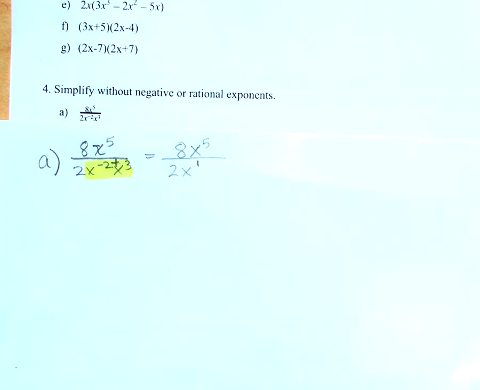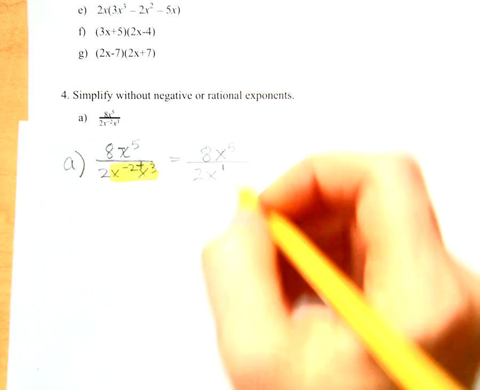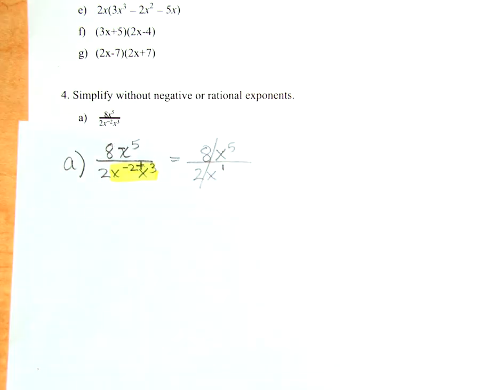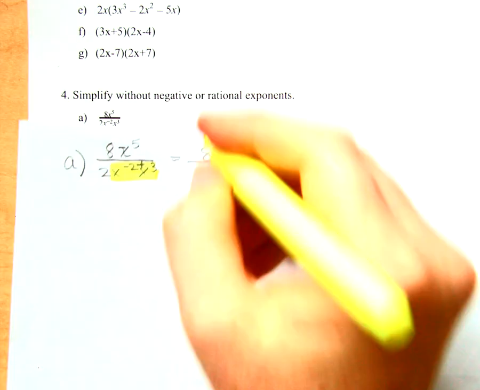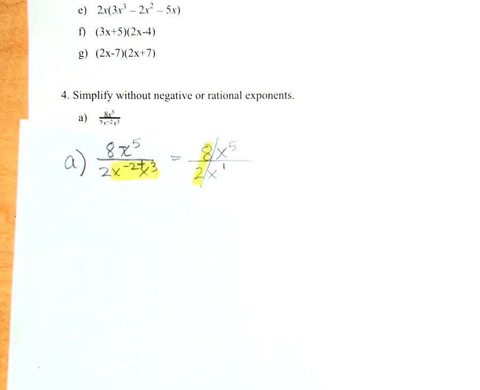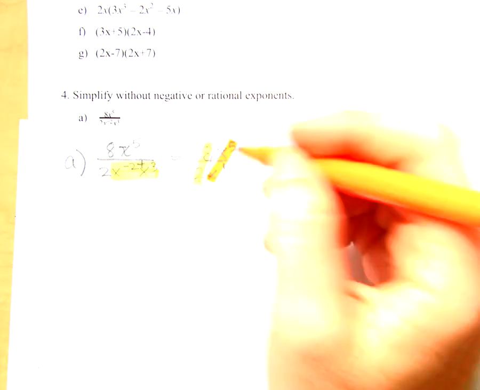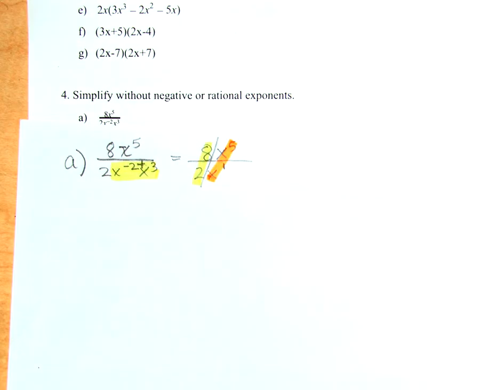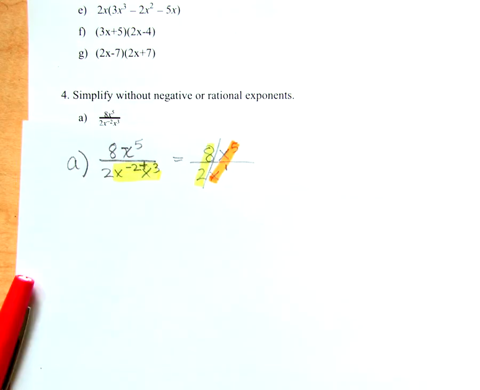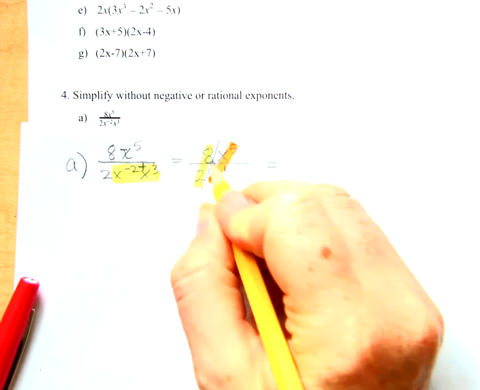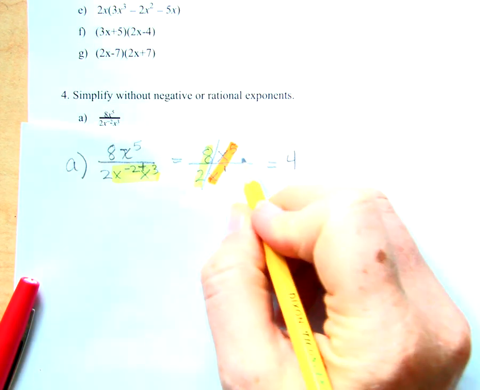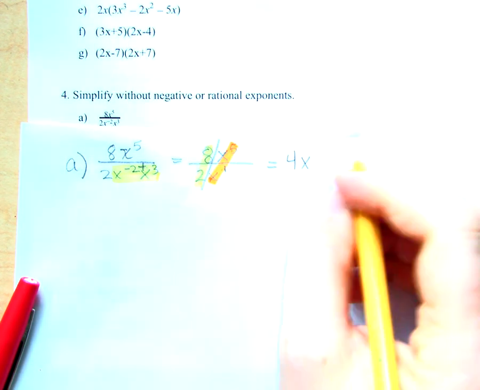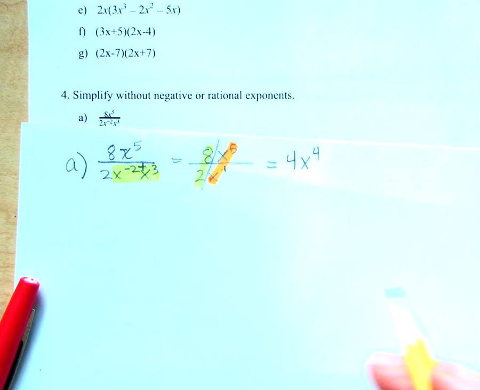Once I do that, I can separate numbers and variables. I'm going to divide my coefficients, and because these are like bases, I'm going to subtract my exponents. So 8 divided by 2 is going to be 4. X to the 5 minus 1, which is also 4.